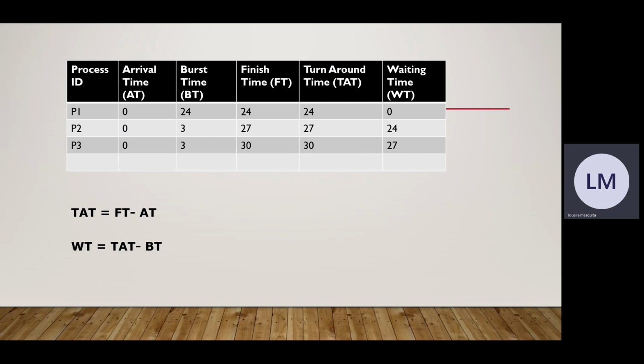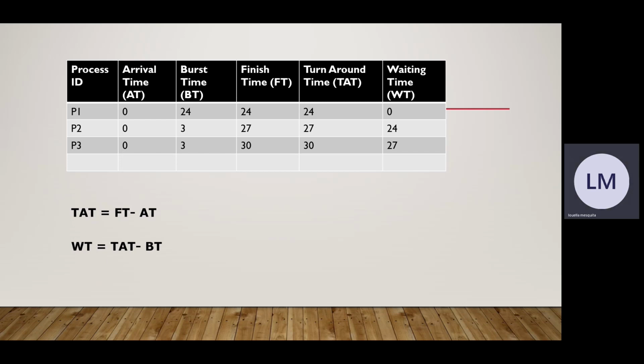Now we compute the average turnaround time and average waiting time. For that, first we compute the turnaround time of each process. Turnaround time is given by finish time minus arrival time. Waiting time is given by turnaround time minus burst time.